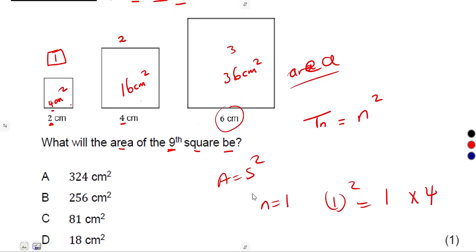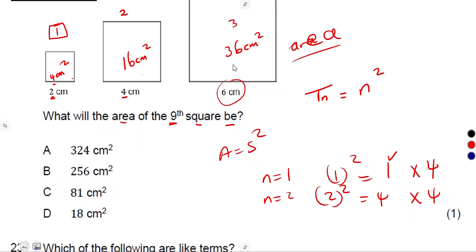Let's multiply by 4. Okay, let's move on when n is 2. 2 squared is what? Is 4. But the area is not 4 here. The area is 16. So what happened to get a 16? Let's multiply the same 4 that we multiplied here on 1. 4 times 4, 16. Exactly what we want. Okay, no problem. Let's prove the third one. When n is 3, 3 squared is what? Is 9. But 9 is not the area there. What happened? Multiply by 4. 9 times 4 is what?